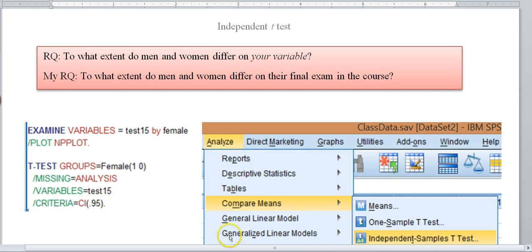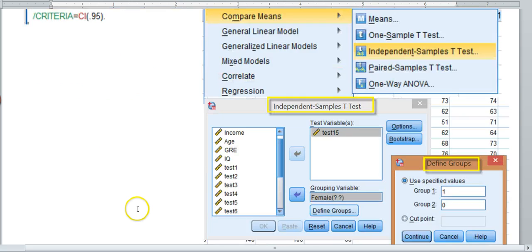Or again, it's much easier, instead of having to go through all that, to just type this in. Don't forget that SPSS requires that you have a period at the end. Sometimes when this doesn't work, people forget to put a period, or they forget not to leave spaces in the middle of names of variables. So Test 15 is all one word. There's no space in between there.